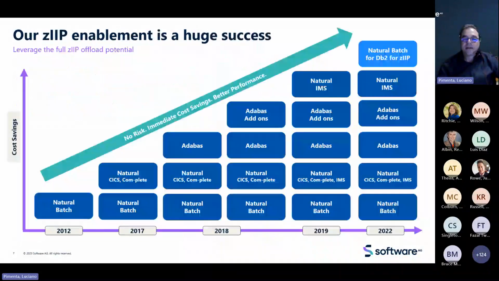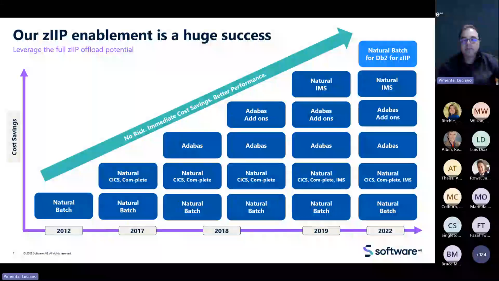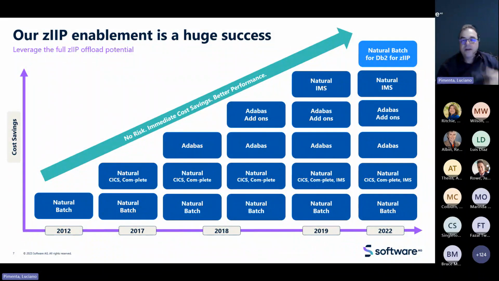So that was nice. And now I would like to revisit with you our portfolio on zip enablement solutions. Arno also mentioned some enhancements in this area. So we may say that this portfolio is a huge success since it was launched in 2012 when we started with Natural Batch zip, for example. Then we kept expanding the portfolio and the support to other areas, for example, Kix, Complete, and IMS, meaning the online processing, the TP monitors, and of course, later on also to Adabas and Adabas add-ons.